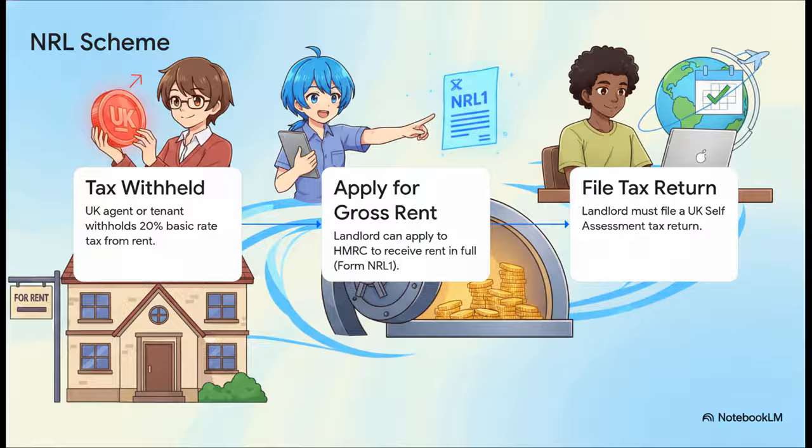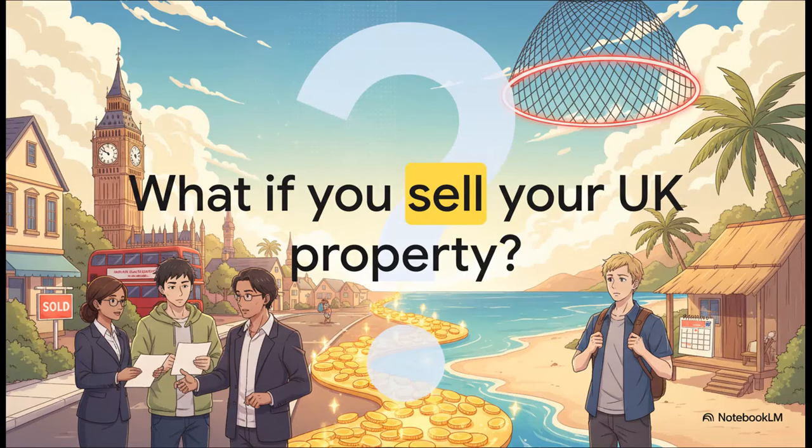Now, Alex can apply to get his rent in full without that deduction by filling out a form called an NRL1. But, and this is the really critical part, whether tax is taken off or not, he still has to file a UK self-assessment tax return every single year to declare that income. No getting around that.